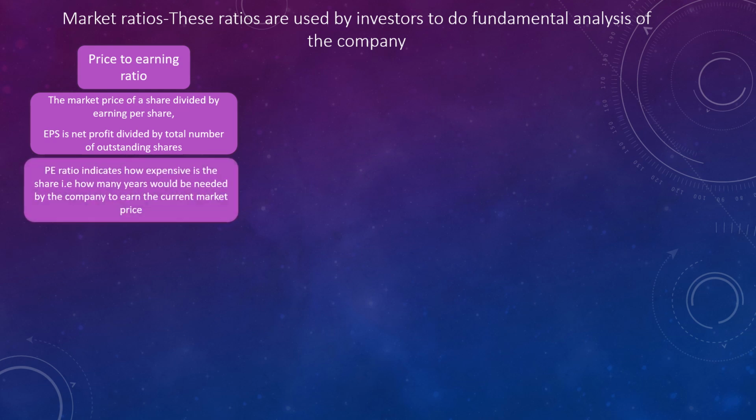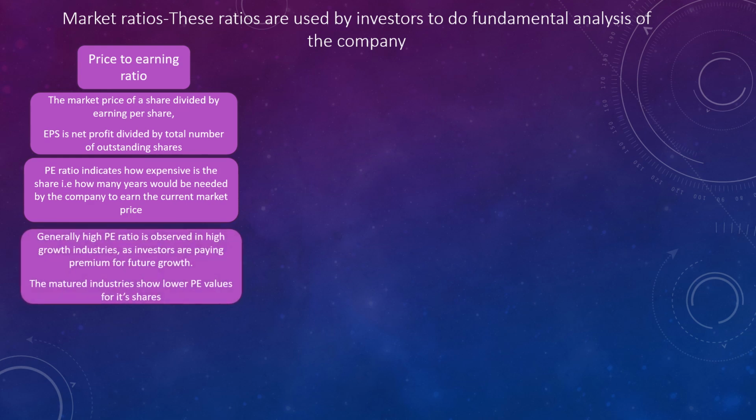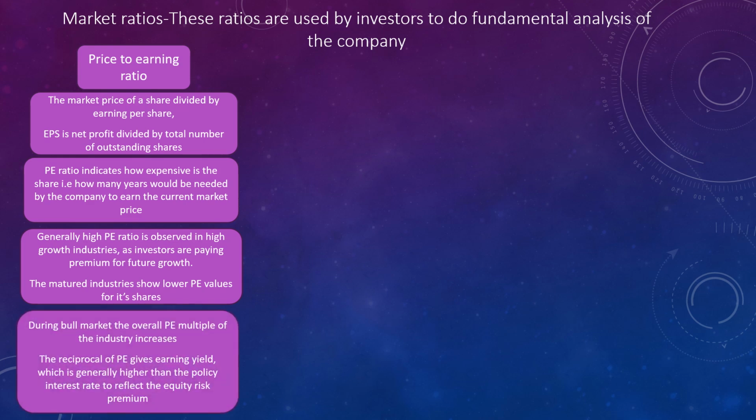The P/E ratio indicates how expensive the company's share is, that is, how many years would be needed by the company to earn the current market price. Generally, a high P/E ratio is observed in high growth industries, as investors are paying a premium for future growth. The matured industries show lower P/E values for their shares. During a bull market, the overall P/E multiples of the industry increase. The reciprocal of P/E gives earnings yield, which is generally higher than the policy interest rate, to reflect the equity risk premium.